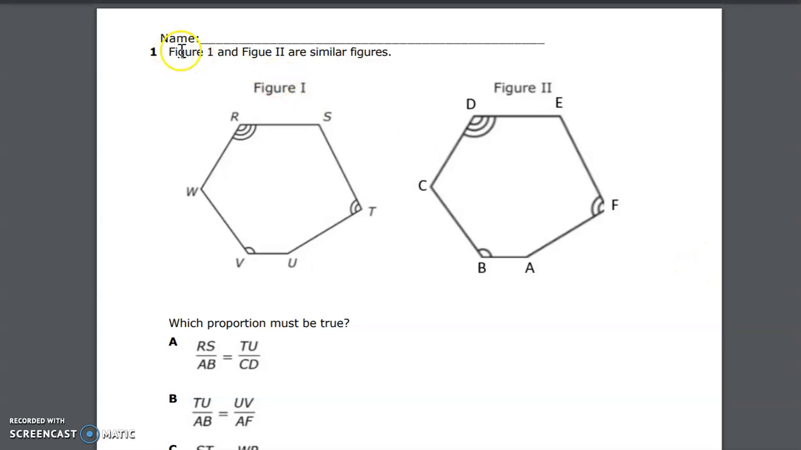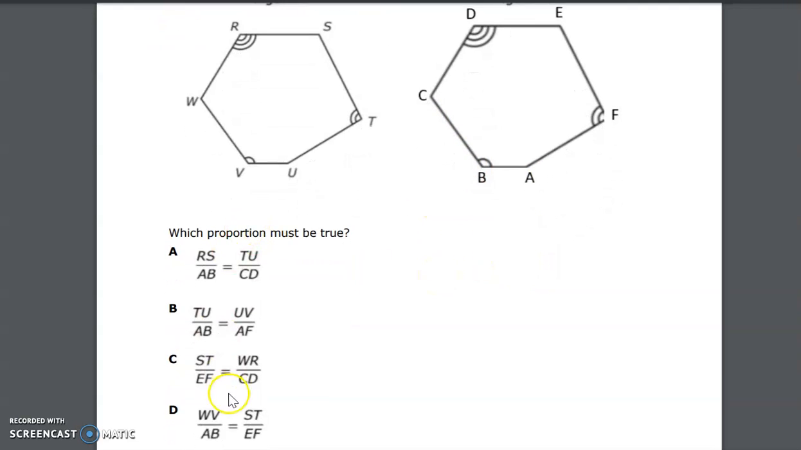All right, math test. Figure 1 and Figure 2 are similar figures. So we have figure RSTUVW and figure DEFABC. Which of these proportions is true? So make sure you match up the right side with the correct side.